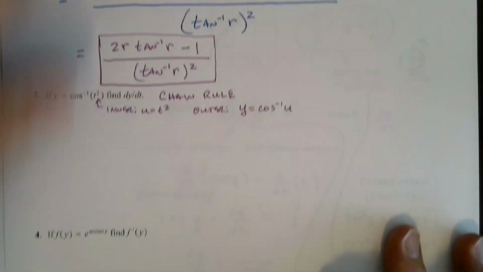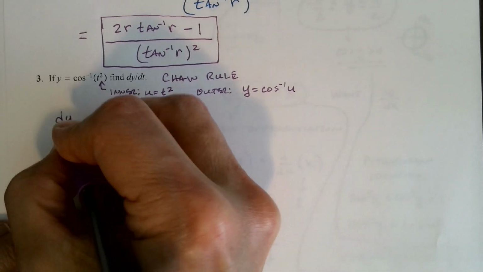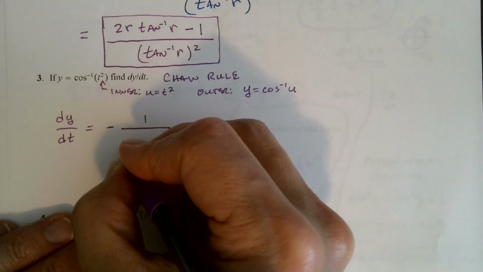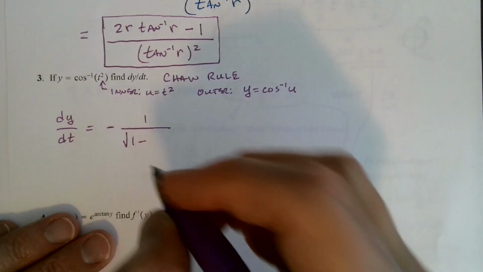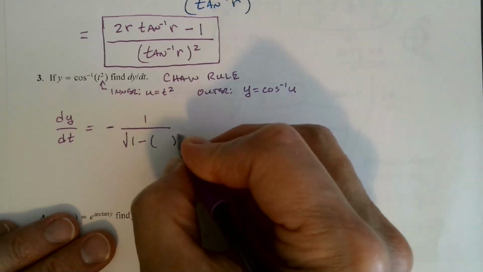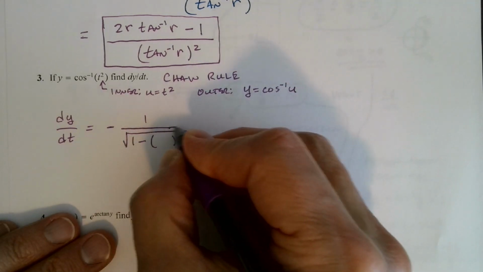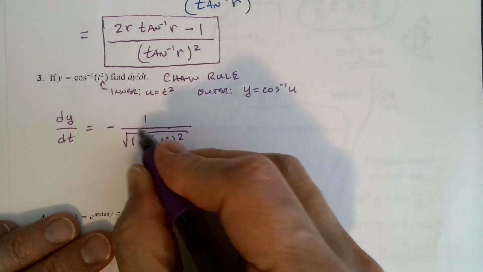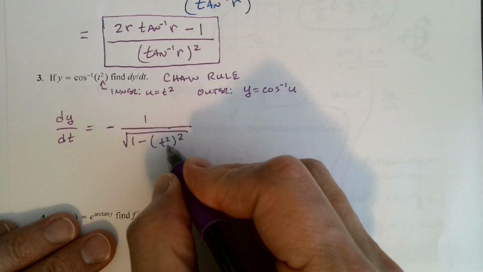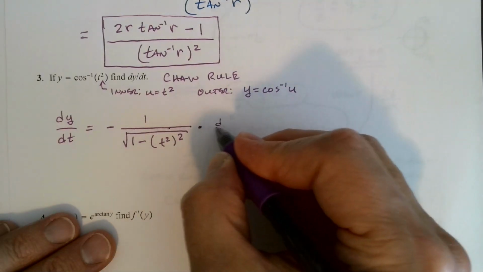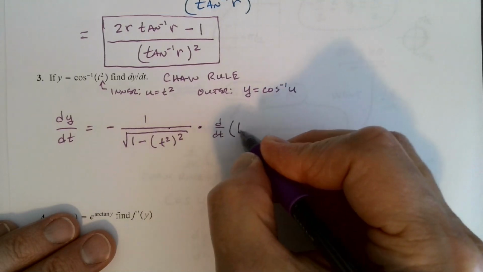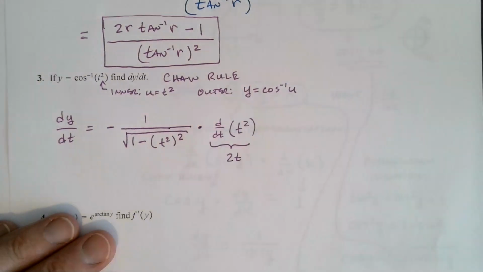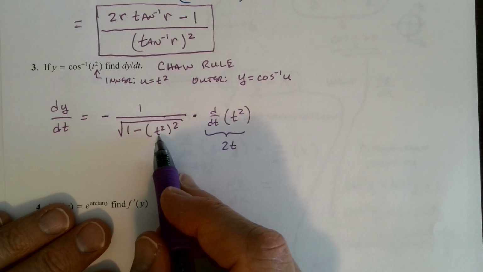So let's do that here. So dy/dt is negative 1 divided by the square root of 1 minus u squared. Now what is u? We don't want u in our problem, we want t. What is u equal to? t squared. So u is t squared, right? There's the inner function. Derivative of the outer function evaluated at the inner function times the derivative of the inner function. Derivative with respect to t of t squared, what is that? That's just 2t.